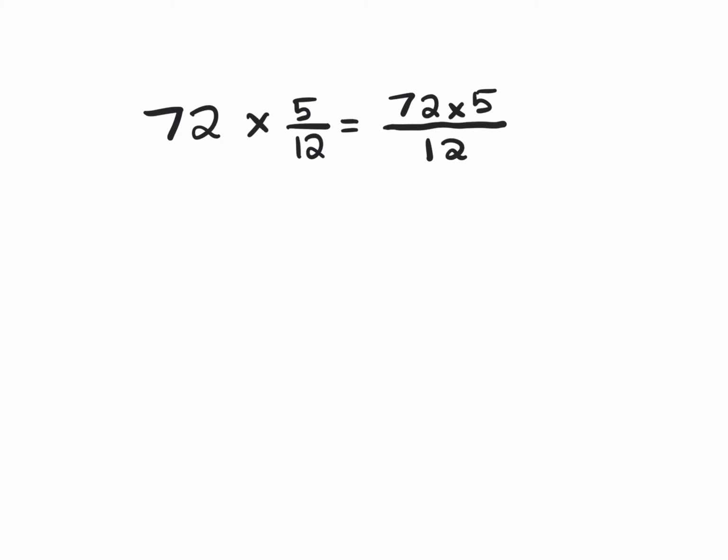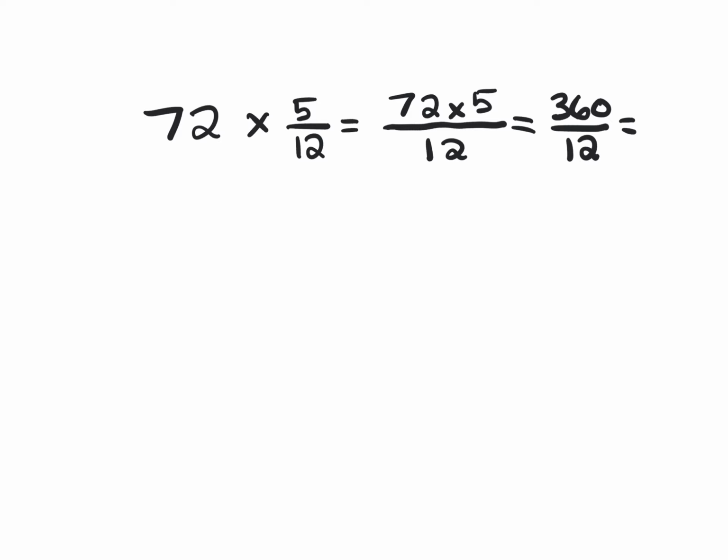All right, let's try a bigger one now. What if we had 72 times 5/12? So I'm going to use the method where I write the whole number and multiply it to the numerator and keep it over the denominator. So the first thing we have to do is 72 times 5, which equals 360. And we're going to keep the same denominator, which is 12.